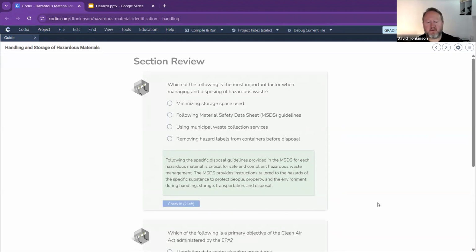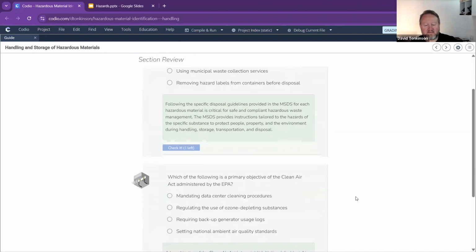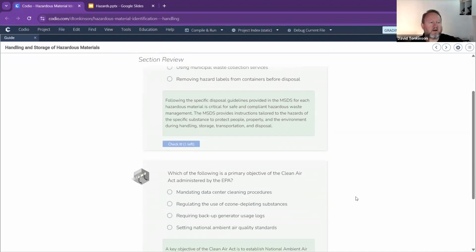Cool. Well, there's a couple of questions in here. Section review. Which of the following is the most important factor when managing and disposing of hazardous wastes? Lots of people are basically ticking B in there. Well done, everybody. C, Kadir, not quite. B. Following specific disposal guidelines is basically in there, guidelines provided by the MSDS. Robert, MSDS, definitely.